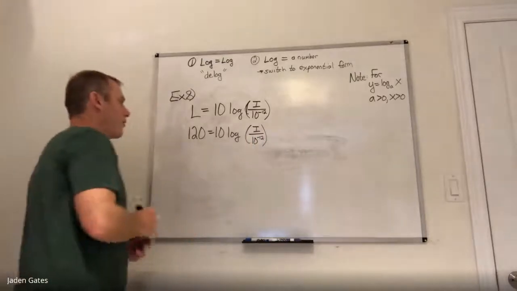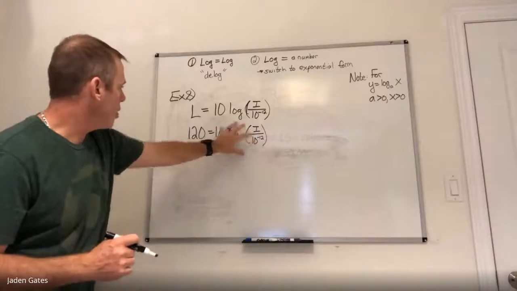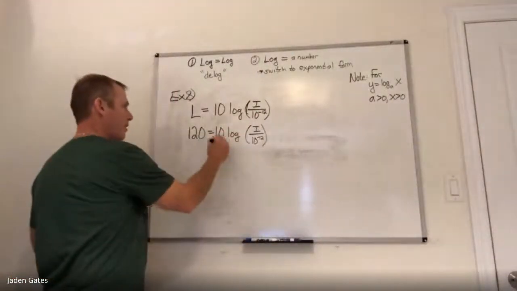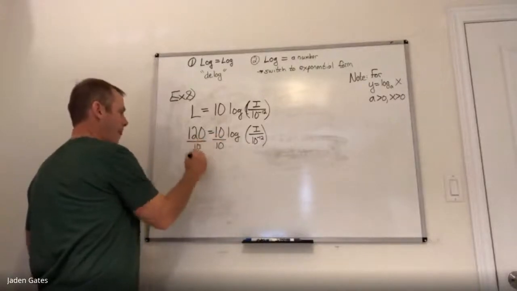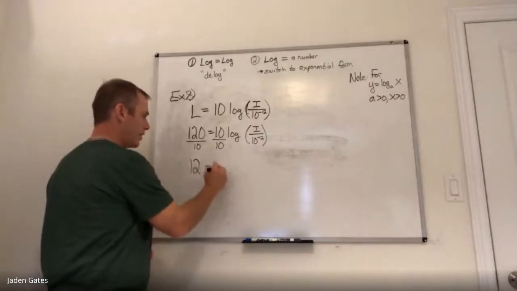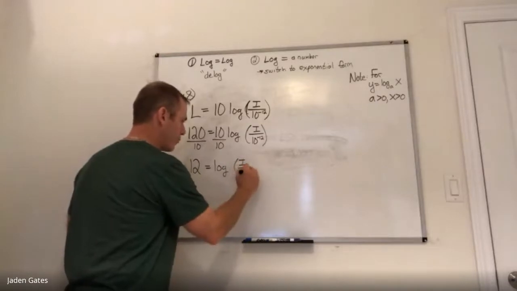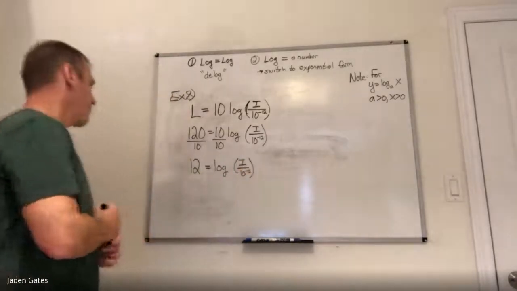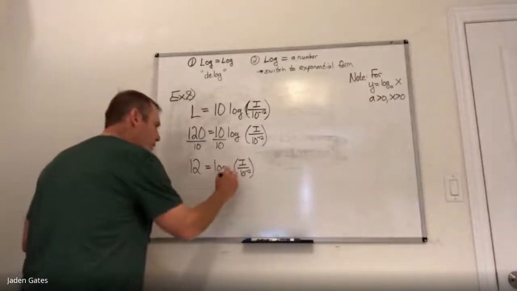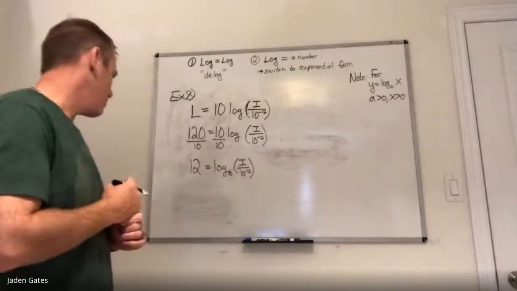All right. Again, we're looking at a log equaling a number, but I have to get rid of this 10 first because I need a single log. So I'm going to divide both sides by 10. And so 120 divided by 10 is 12, equal to log of I over 10 to the negative 12. Now I do have a single log equaling a number, and again, it has a base of 10. The Richter scale and the decibel scale always go up by multiples of 10.